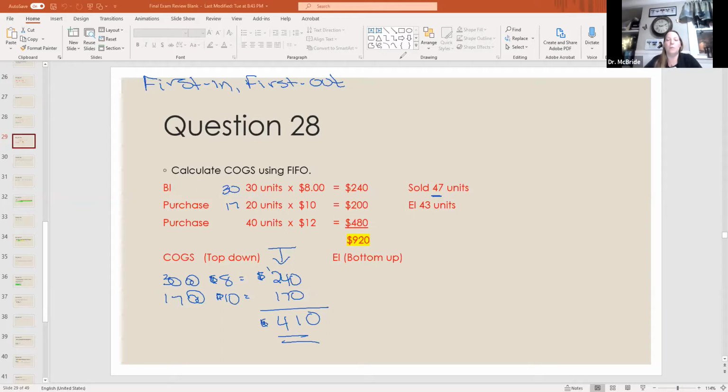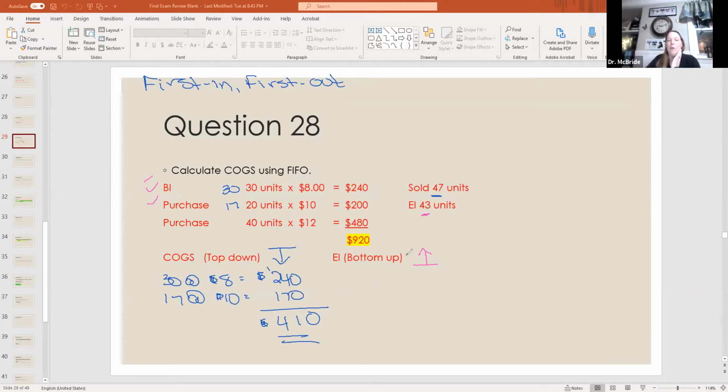If we were going to do ending inventory, first in, first out, where are our units remaining? At the top or at the bottom? Ending inventory sits at the bottom. So we're going to go from the bottom up for ending inventory. If I was doing it with a picture on the test, I might think first in, first out. Okay, so I'm going to start here and I'm going to go down, and that helps me remember. So ending inventory is stuck at our bottom.